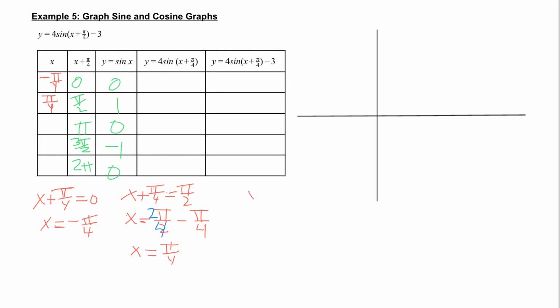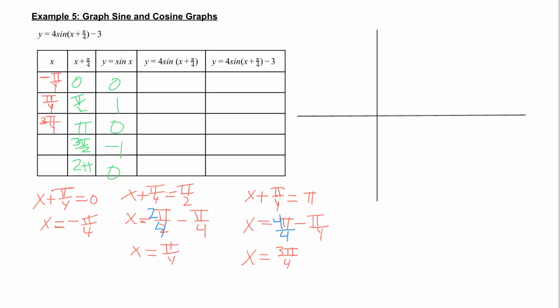Then we'll take the x plus pi over 4, and we're going to set it equal to pi. Subtracting pi over 4, we get x equal to pi minus pi over 4. And remember, we need common denominators to subtract, so pi is the same thing as 4 pi over 4, giving us x equal to 3 pi over 4. And we can put that in our next box.